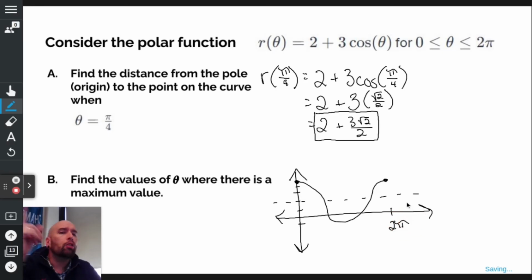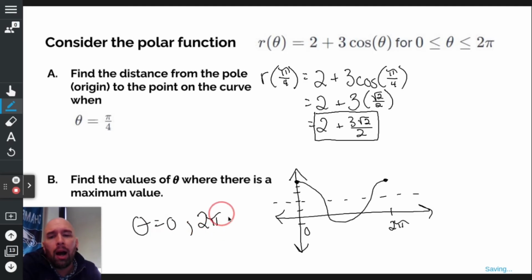Okay? So common sense would tell me that, again, at some point, and right now, close your eyes and either visualize this, which means you don't have to close your eyes, or visualize the polar graph. At some point, you know your maximum is going to be 5. When's that going to happen? Well, that's going to happen when cosine of theta is 1. When is cosine theta equal to 1? At one and only one spot, 0. But since I'm including 2 pi, it's going to happen at 2 pi as well. So my maximum values are going to happen at theta equals 0 and theta equals 2 pi.